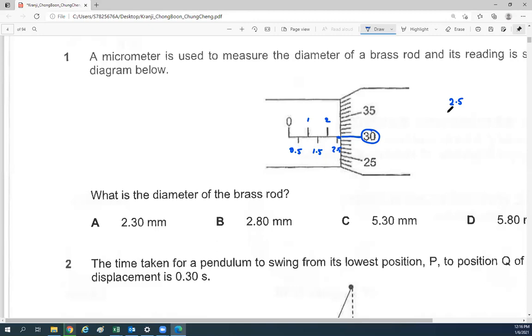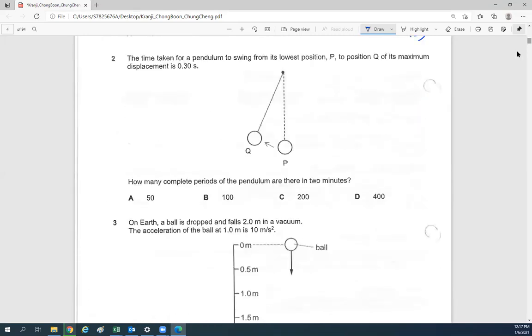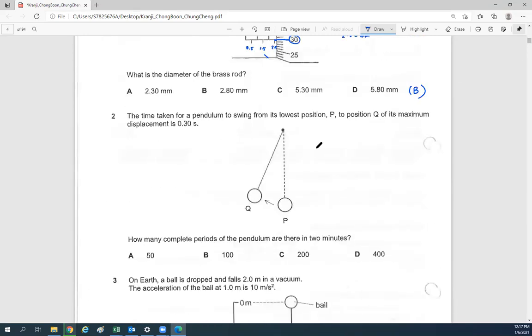So I have to add 0.30, which will give me 2.80 mm. What's the question? So therefore the answer is B. The question states so, that means when the question clearly states it.